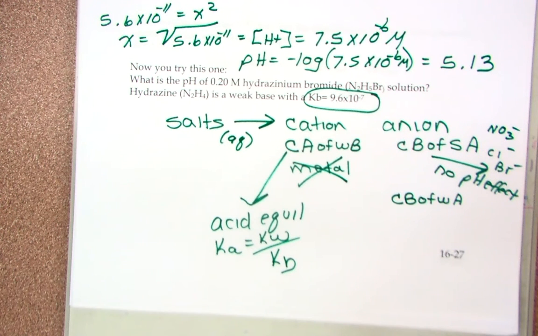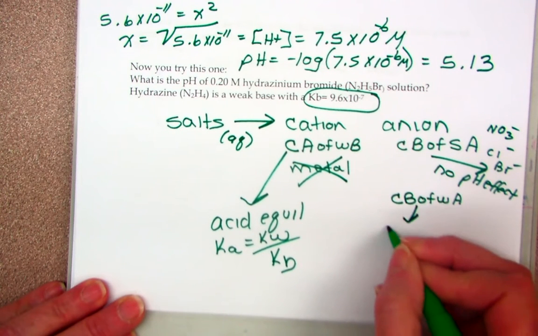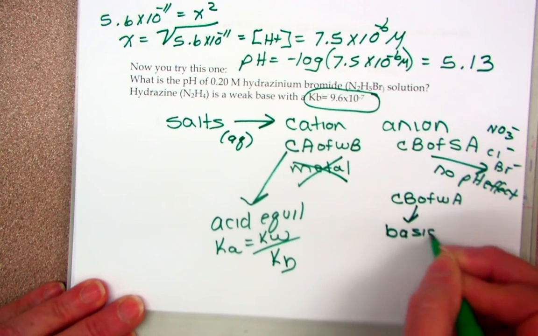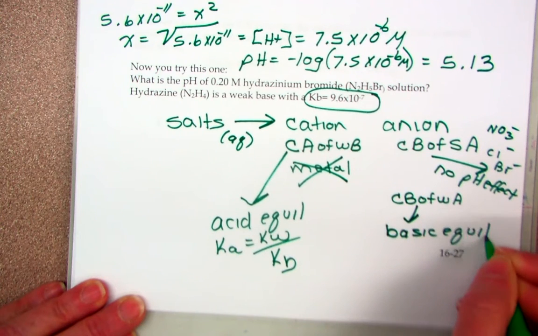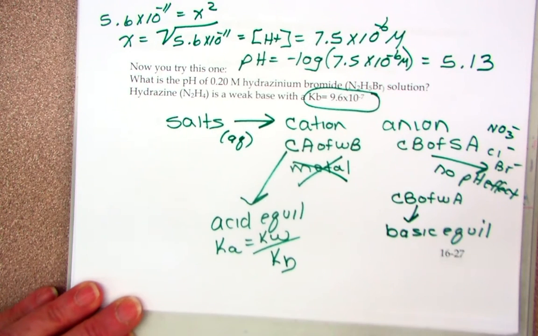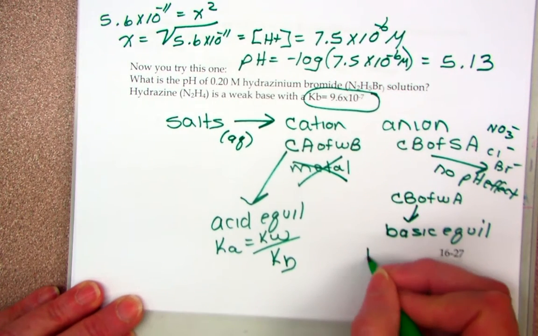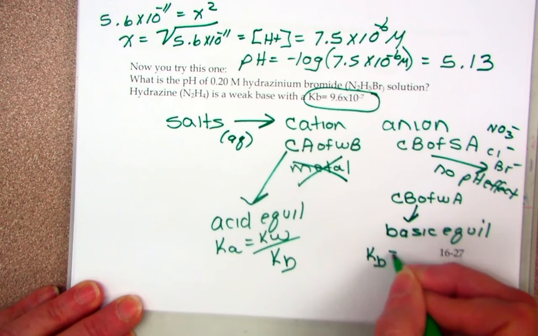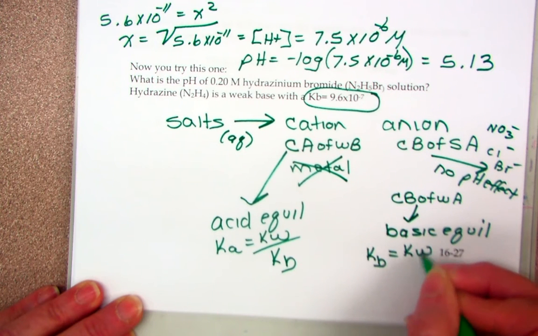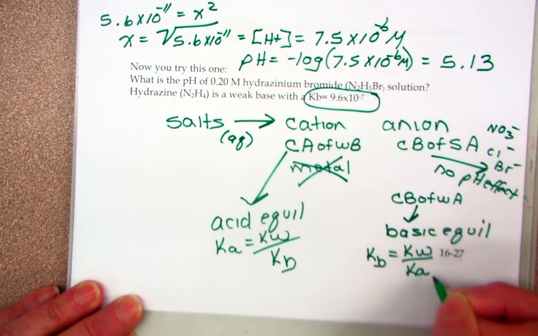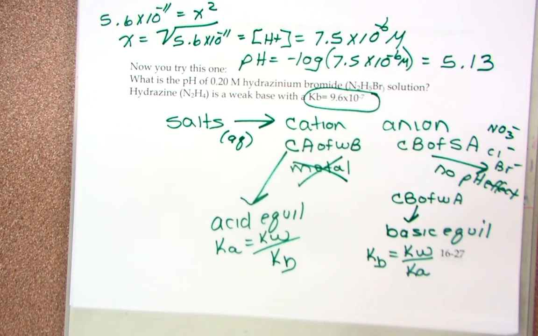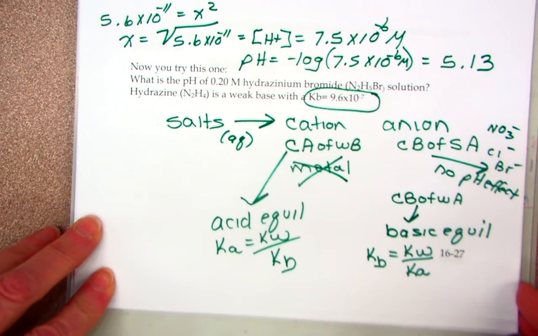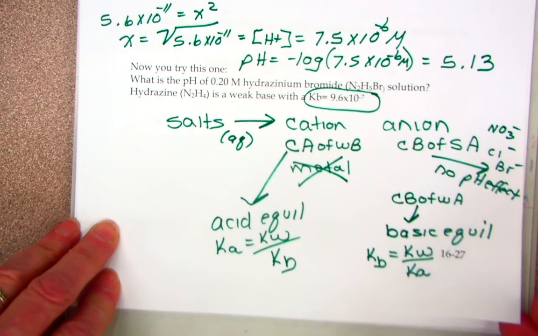So if the anion is the conjugate base of a weak acid, it will set up a basic equilibrium. The anion will react with water and make a basic equilibrium. And we need to find the Kb for that basic equilibrium, and we do that by dividing Kw by Ka. So the next example is one of those, a conjugate base of a weak acid. Okay, does that answer your question?